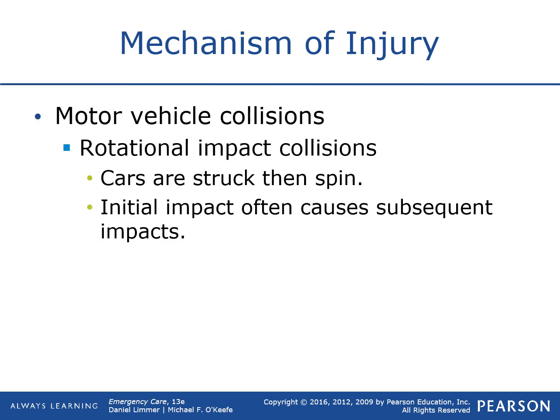Another type of motor vehicle crash that you can see are called rotational impact collisions. That's when a car is hit and then it kind of spins around in circles. We have to be worried about that because the initial impact will cause injuries, and then when you're spinning around, you might hit other vehicles, so that will change your direction of travel, which could cause other injuries.